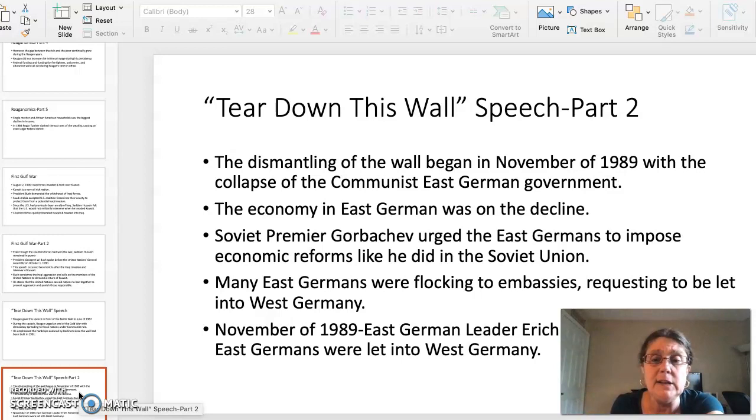The economy of the East German government was on the decline for quite some time. Soviet Premier Mikhail Gorbachev urged the East German government to impose economic reforms like he had done in the Soviet Union. Many East Germans were flocking to embassies wanting to be let into West Germany. In November 1989, East German leader Erich Honecker resigned, and East Germans were allowed into West Germany. It was a big moment in world history.